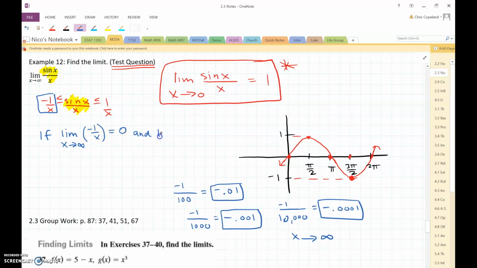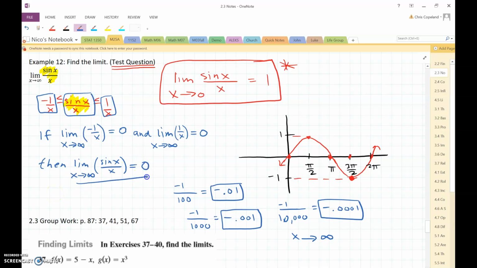And if we have the limit of this function, 1 over x, as x approaches infinity, that's also going to equal 0, with this same kind of reasoning here. Then, the conclusion of our squeeze theorem states the limit of sine of x all over x as x goes to infinity must be equal to 0. That's my answer.